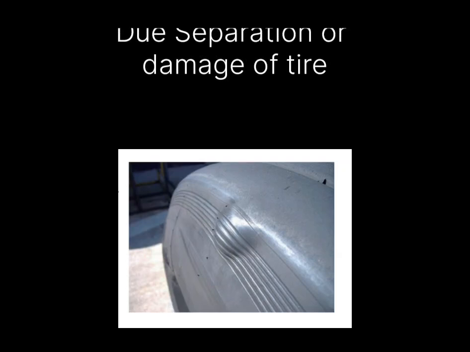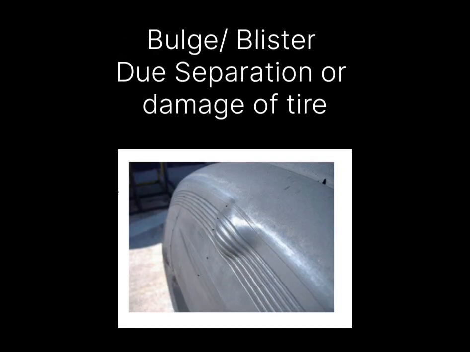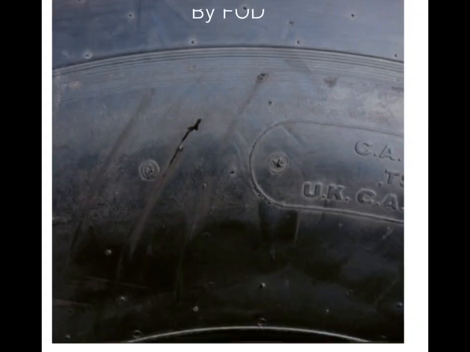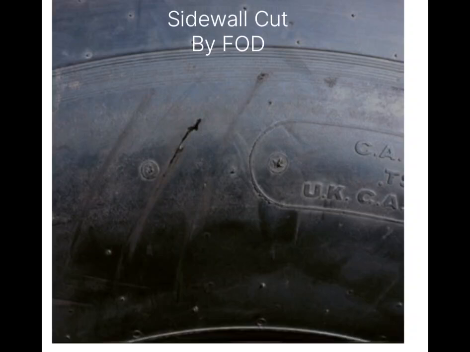Another type is bulge or blister. This scenario is not acceptable, and the tire must be removed immediately from the aircraft. Before removing, mark the area of the bulging or blister. Another type of cut you can see is sidewall cut. Sidewall cuts are often caused by FOD. If the sidewall cuts are exposed or damaged, remove the tire from the aircraft. So sidewall cut also cannot be accepted for releasing the flight.